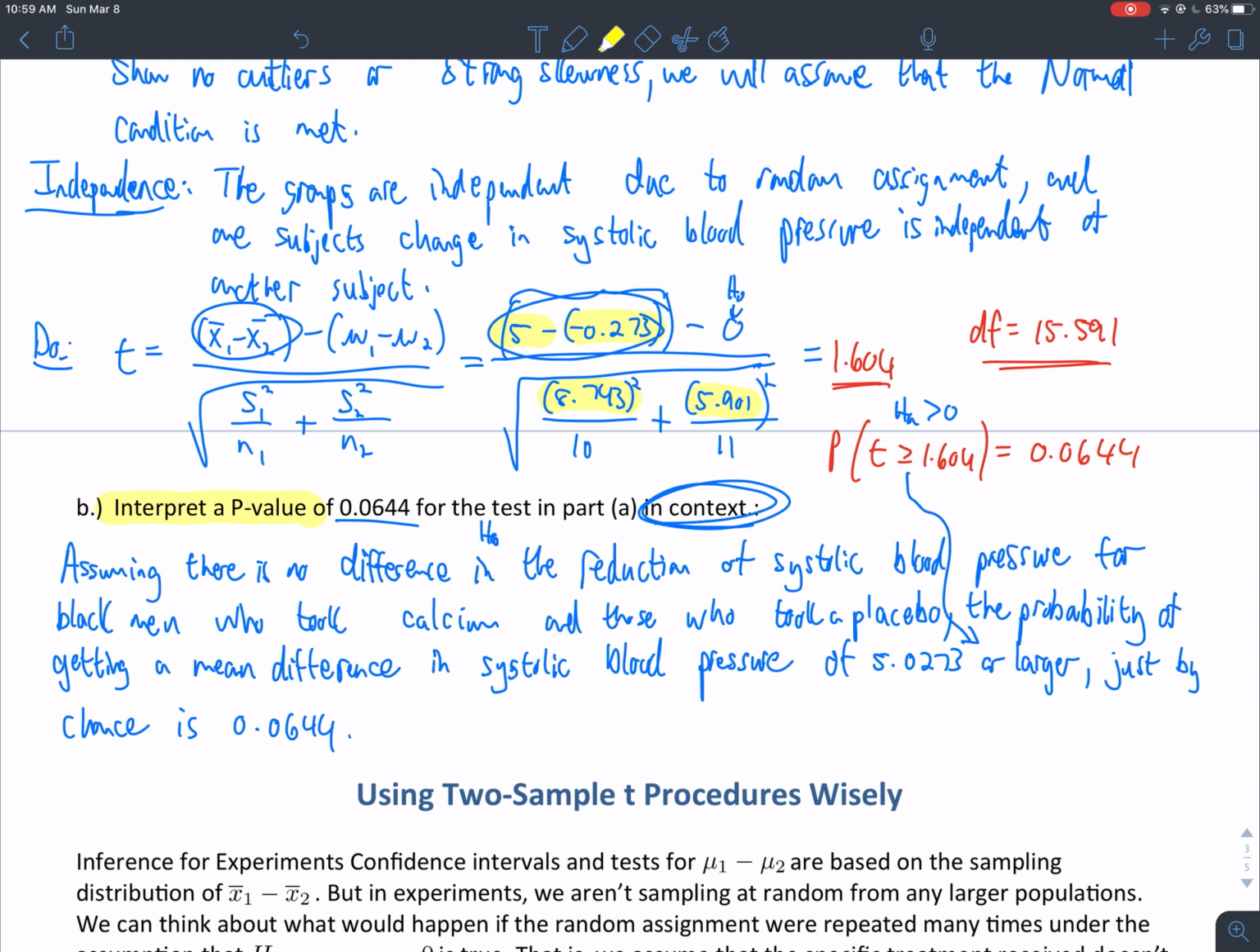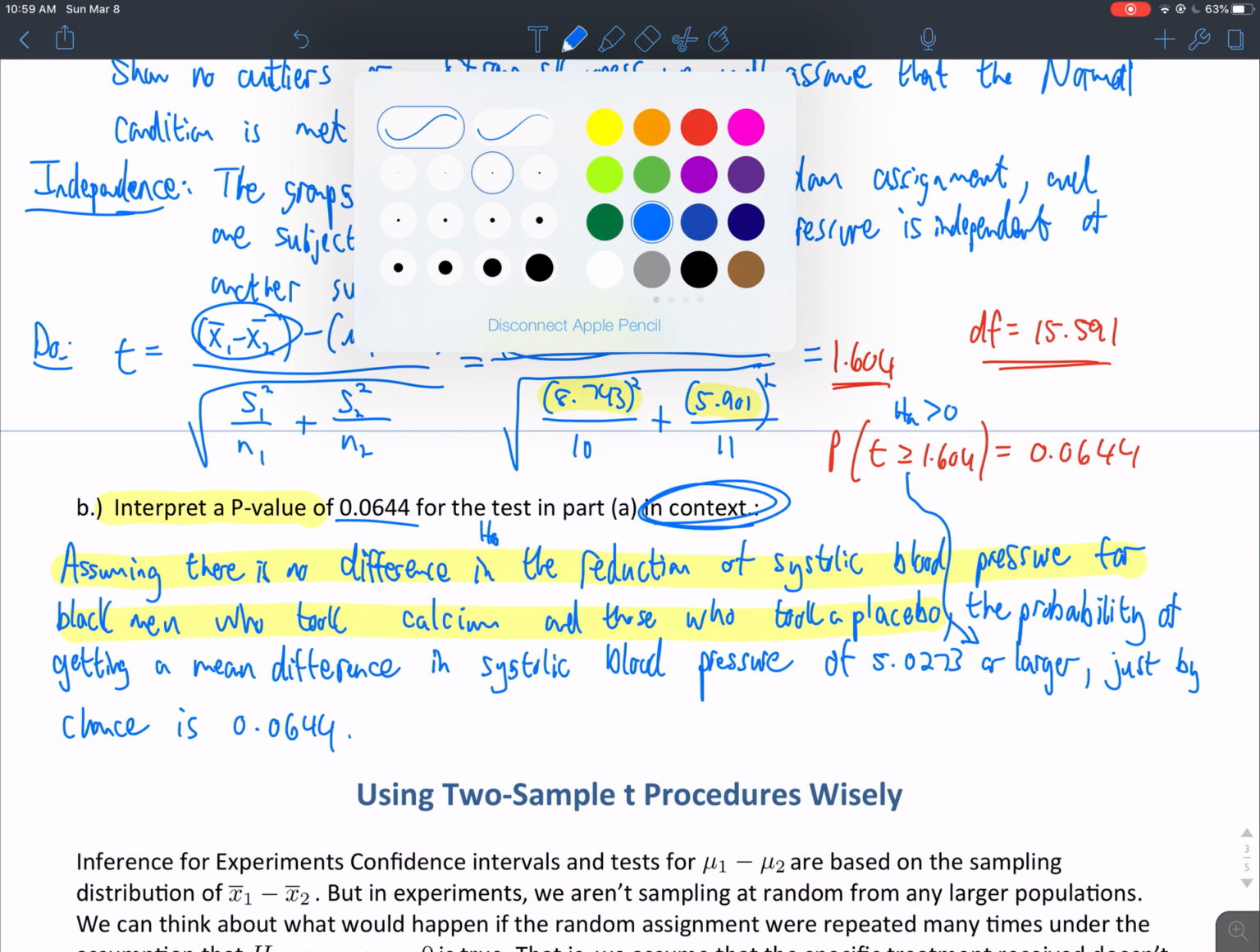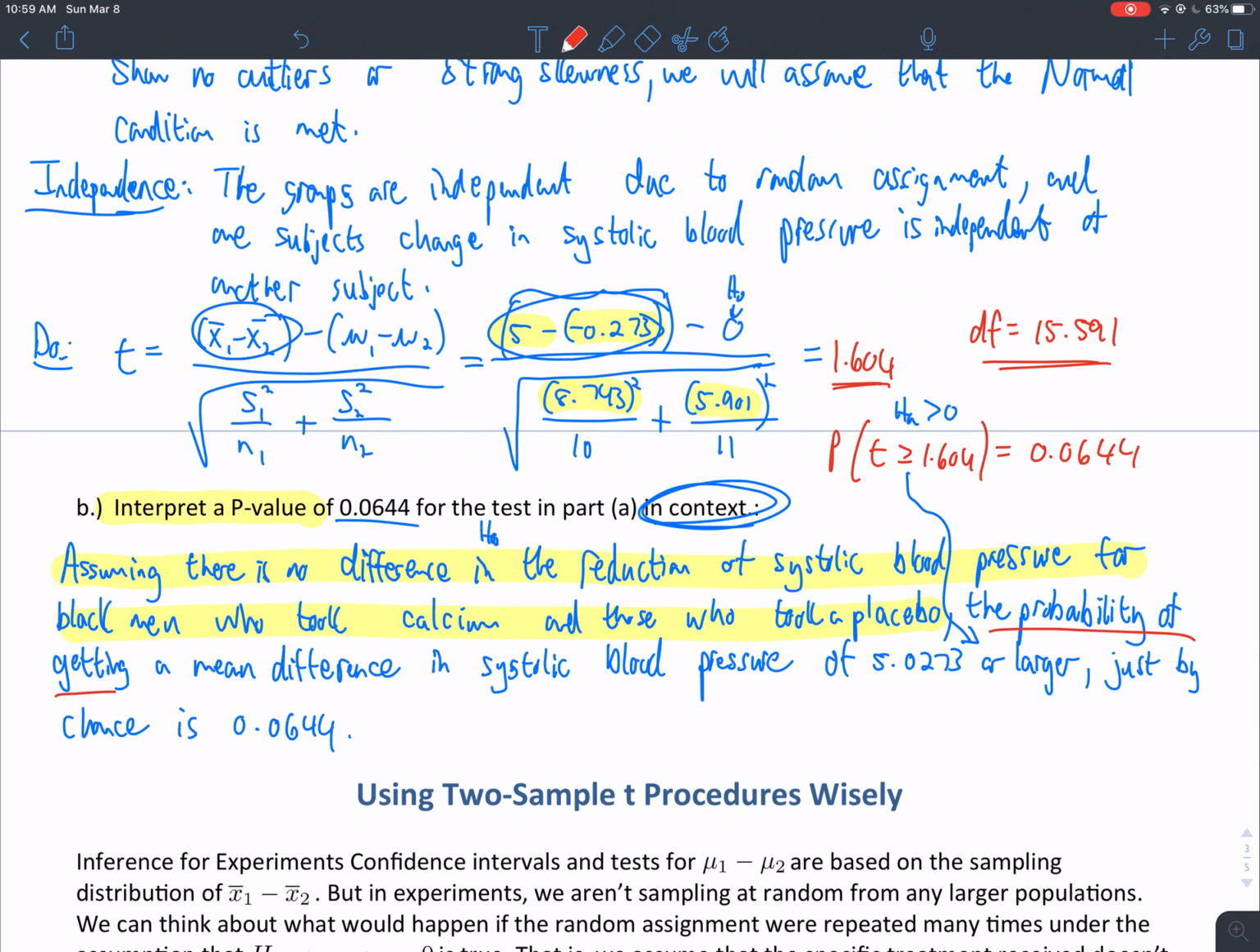So, assuming the null hypothesis is true, this whole thing is the null hypothesis. The probability of getting a mean difference in systolic blood pressure like the one we got, or larger, just by chance, is the p-value. That's also pretty tricky stuff to word correctly and keep all your numbers straight. Alright, so I think that concludes our notes here for today.